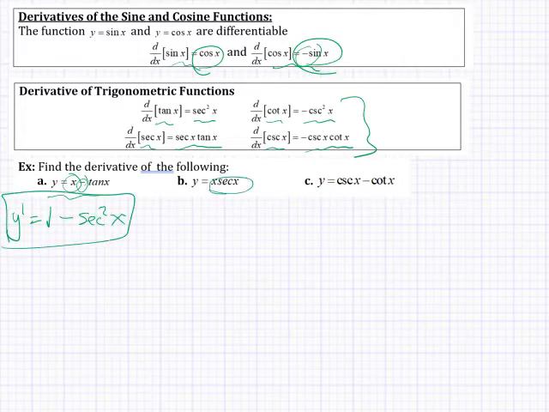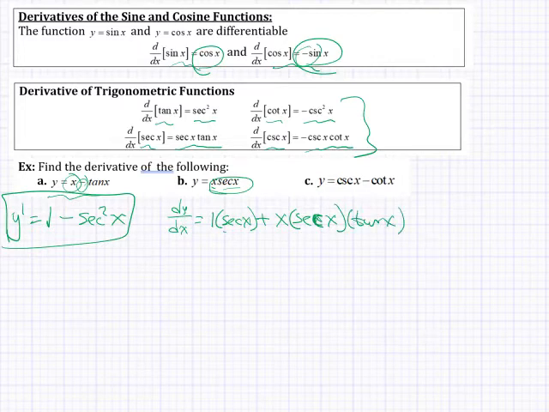Here we would need the product rule because it's x times secant x. It's a product of two functions of x. So if I want to find the derivative of y with respect to x, I would use the product rule. So 1 is the derivative of x times secant x, plus x times the derivative of secant x, which again is secant x times tan x.